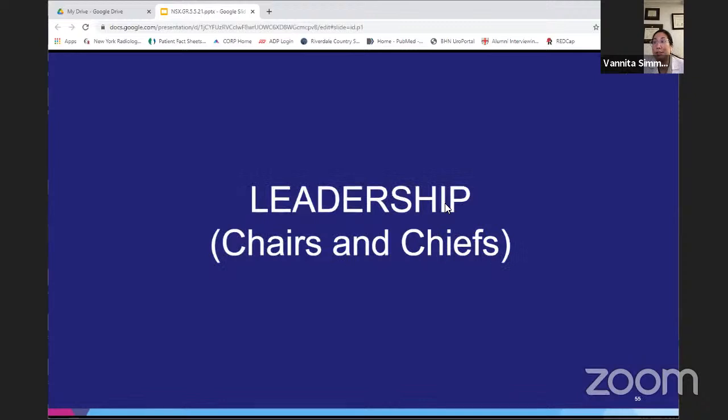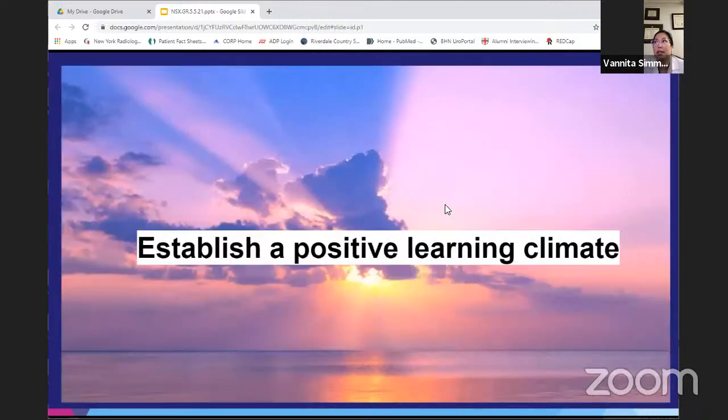I have something for the leadership and chairs who are listening to my talk. I gave a lot of examples of barriers to learning. If any of those barriers are things that you can help mitigate, it will go a long way in supporting your teachers and your learners. And that means establishing a positive learning climate in your department.